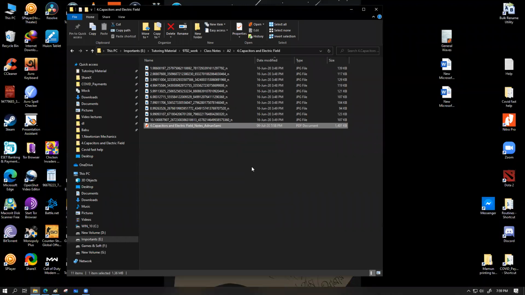So yes, today we're gonna start chapter number 4 in my preferable division of the A2 syllabus, which is going to be capacitors and electric field. To be honest, I'm going to be teaching these two topics the other way around. I'm going to first teach you the electric field part, and then I'm going to go for the capacitors.